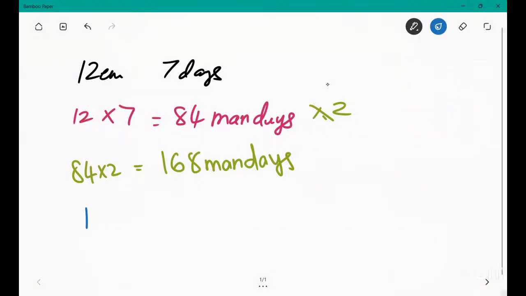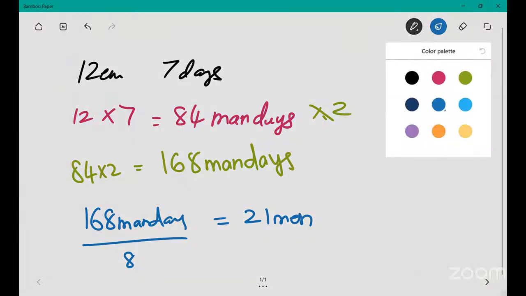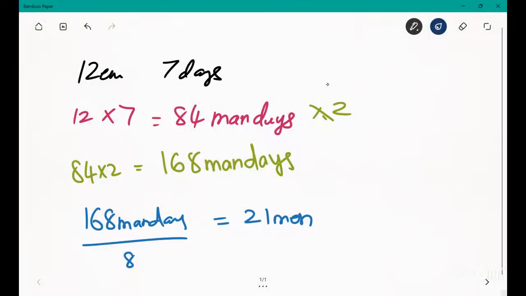So then you have to divide 168 man days by 8 for us to find how many men totally are needed. So then you will get 21 men needed. But they ask you how many more? How many more means from how many we have, what is the extra that needs to be put?